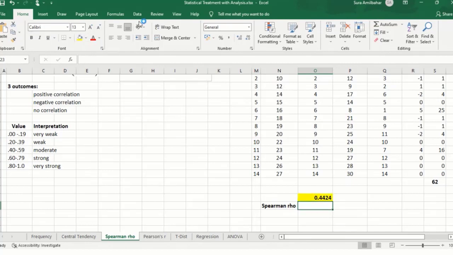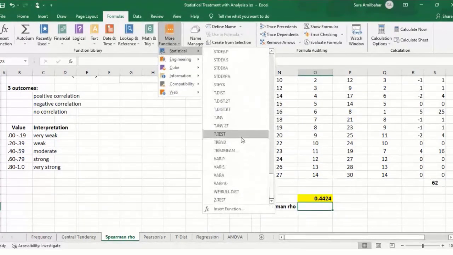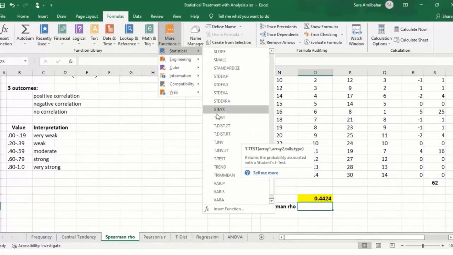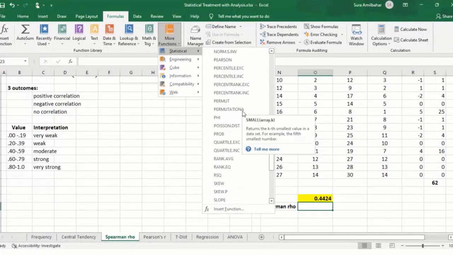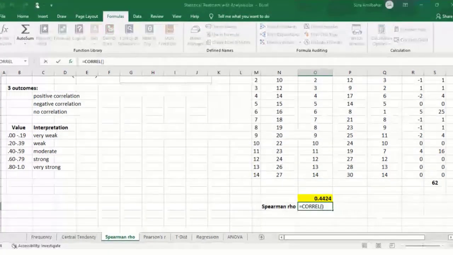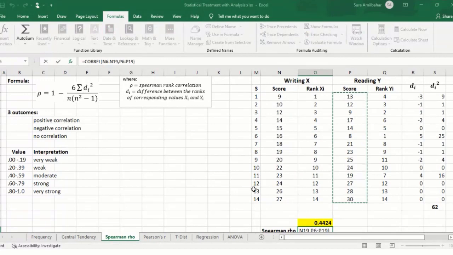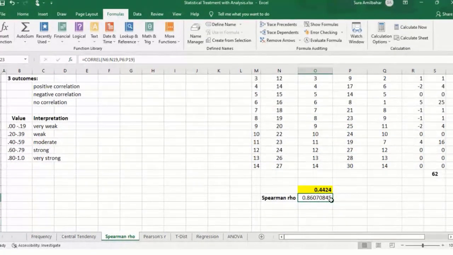But let's try using the built-in formula dito sa Excel. So, formulas, more functions, statistics. Spearman rho. Walang Spearman rho. Correlation daw. Ito, array 1. Ito una. And then array 2. Ito. Then okay. Iba lagi yung nakuha. Baka hindi ito yung Spearman rho. I think hindi.